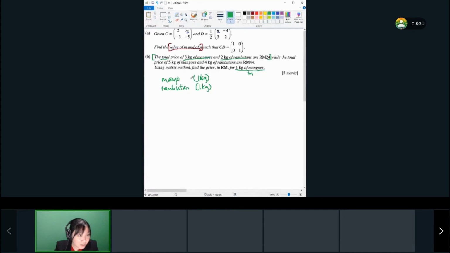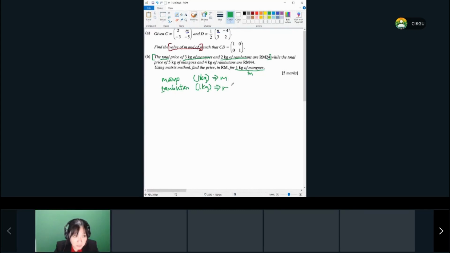So 1 kilogram of mango equals M. Rambutan 1 kilogram, we also don't know. That means this is our other unknown. So I'm just going to call it R for rambutan. Okay, 1 kilogram rambutan, I'm just going to call it R. We need this unknown.